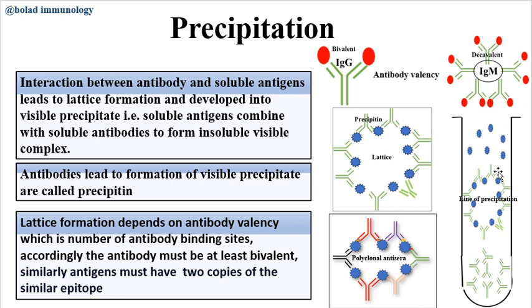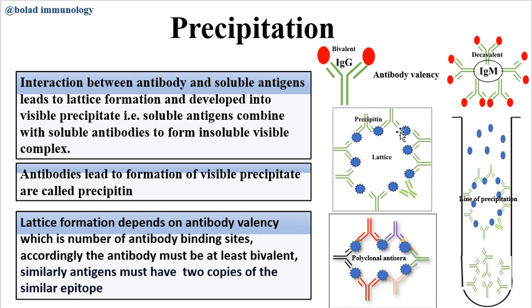This is an interaction between soluble antigen and soluble antibodies. So soluble antigens combine with soluble antibodies to form an insoluble visible complex. Antibodies that lead to formation of visible precipitate are called precipitin.